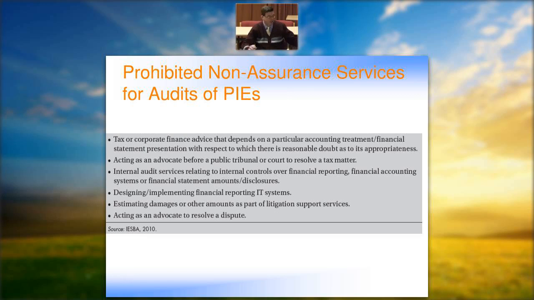Okay, so that is a real fast whistle-stop tour of the ethics rules, and maybe we're talking about the threats to independence. Again, you have the self-interest threat, the self-review threat, the familiarity threat, the advocacy threat, and the intimidation threat. Those are the 5 threats that the IESBA, the International Ethics Standards Board for Accountants, identifies as being the threats that auditors ought to be aware of.